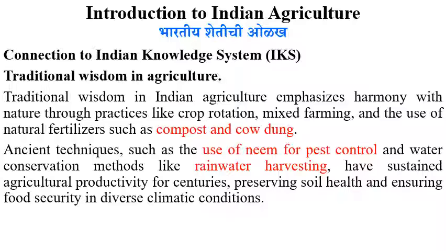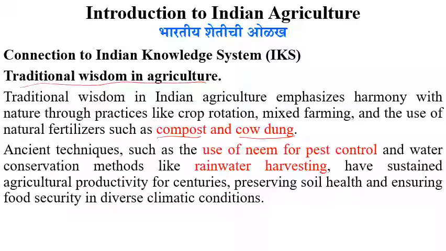पारंपरिक शेतीमध्ये देखील नाविन्यपूर्ण असे प्रयोग शेतकरी करीत असायचा. Traditional wisdom in Indian agriculture emphasizes harmony with nature through practices like crop rotation, mixed farming, and the use of natural fertilizers such as compost and cow dung were used by the farmers at that time.